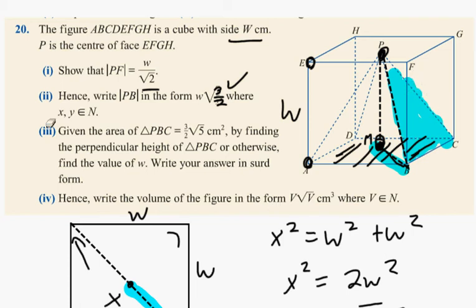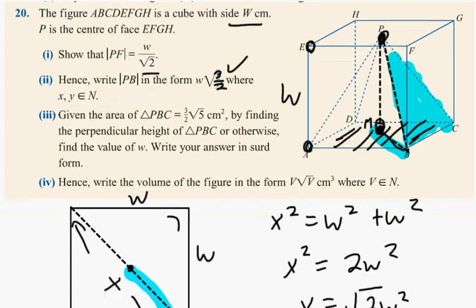So here's what I'm going to do with this. What type of triangle is that? Isosceles, equilateral? Why is it isosceles? Because PB is the same thing as PC. Okay, so what we're going to do is this.